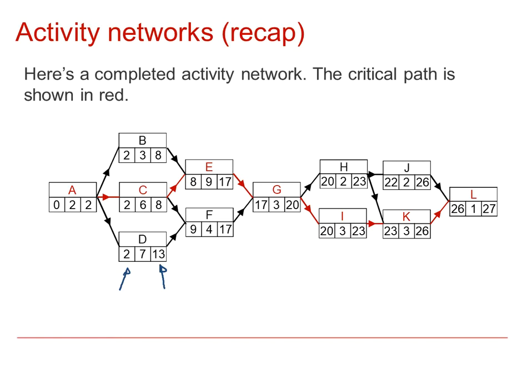Now for D there's a float time, because if we take the late time 13 and take away the early time 2, that gives us a value 11, but the duration of the activity is only equal to 7, so 11 take away 7 gives us 4. So we've got 4 hours, or 4 whatever the units of time are, float time. However, if we look at activity K, do the same thing, the latest finish time 26 minus the early time 23, and then take away the duration, that's 0. So there's no float on that activity and it becomes part of what's called the critical path.